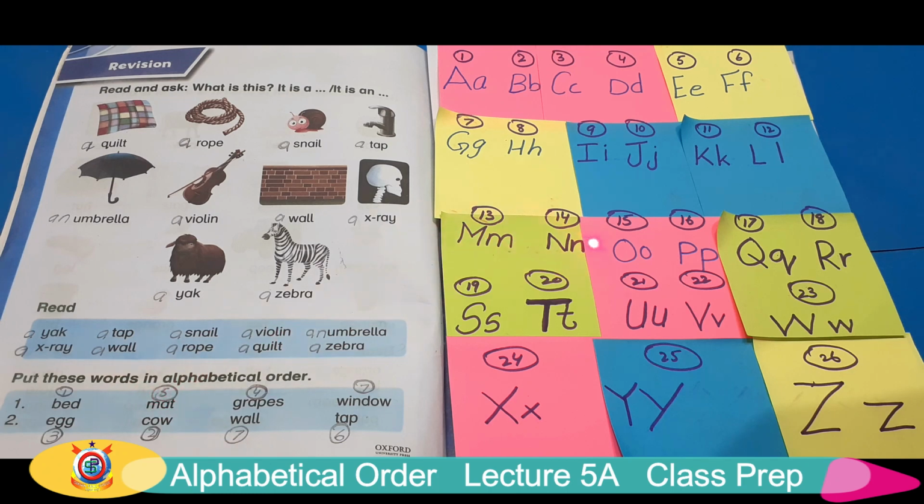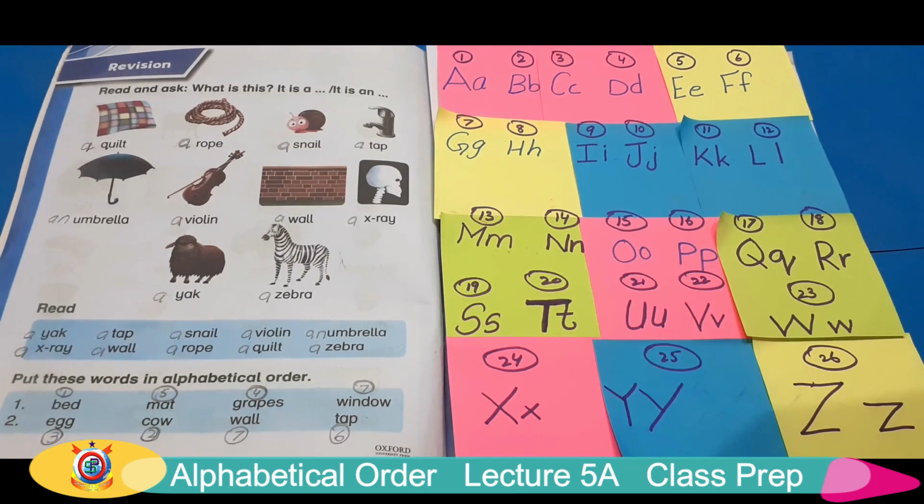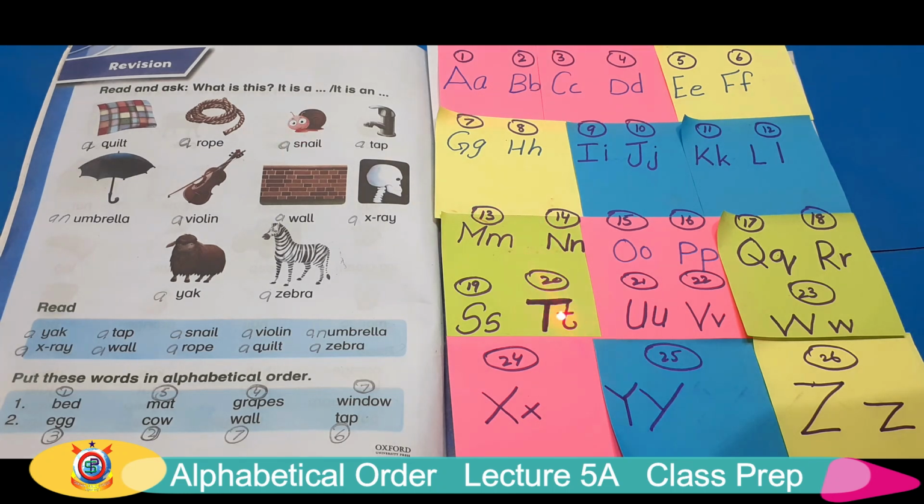Now after M, N. Can you tell me where is N? There is no N here. O. No O here. P. No words from P. Q. No words from Q. R. No word from R. S. No words from S. Now come to T. Show me where is T here. Yes, here the T is. T-A-P, tap. So we give the tap number 6. Tap is on number 6.